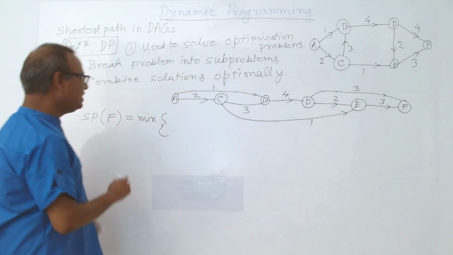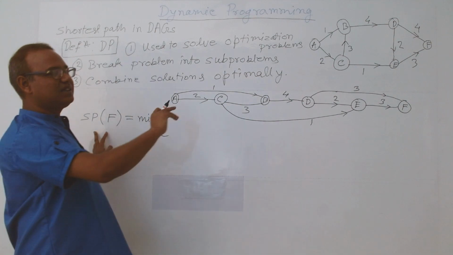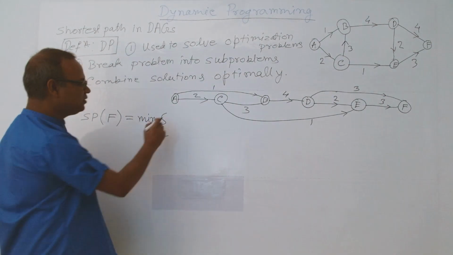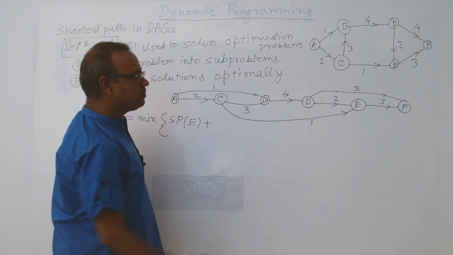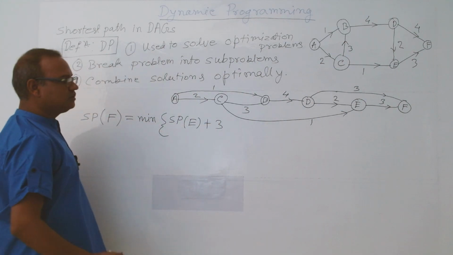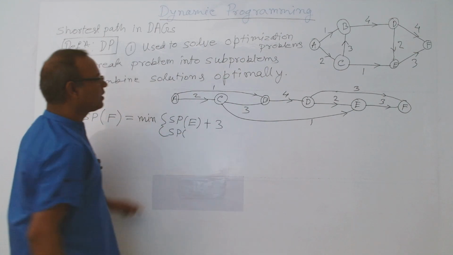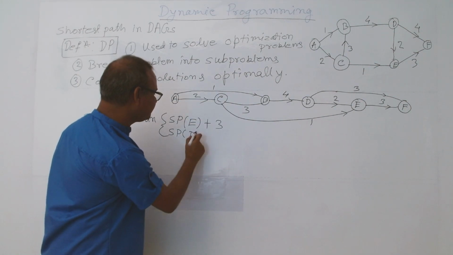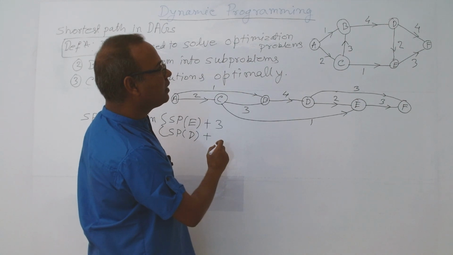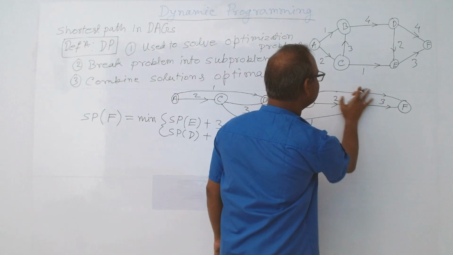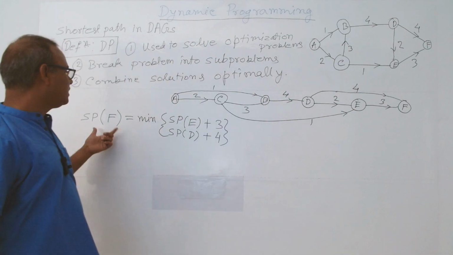So I am going to write shortest path at F. If I know the shortest path up to E, and it is reaching from E to F, then the value will be shortest path at E plus the cost of the last edge, which is 3. Or do I have another option? Yes, I have another option. We can write shortest path at D plus the edge weight. D to F was 4 in the original diagram, so let's make it 4. So this is our recursion.